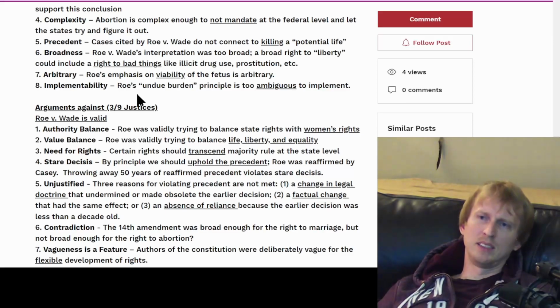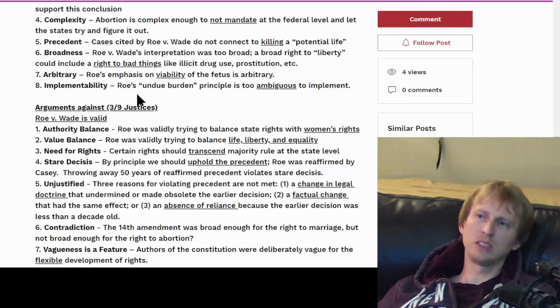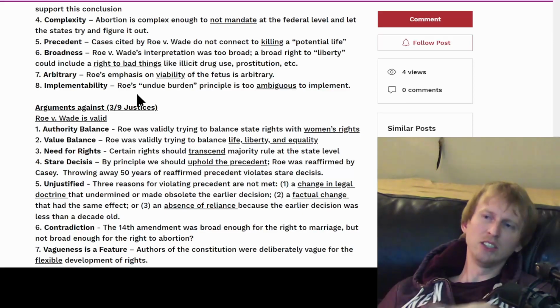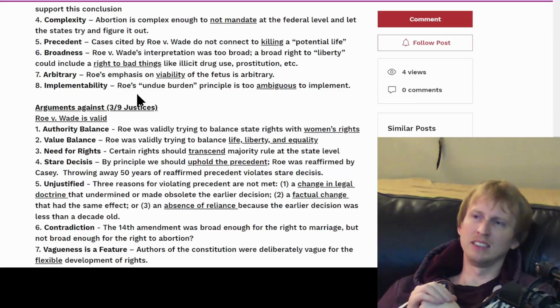And the next principle is implementability. Roe's undue burden principle is too ambiguous to implement. Basically, the legal structure that Roe outlined contained a lot of ambiguity, and they thought it wasn't good for that reason.